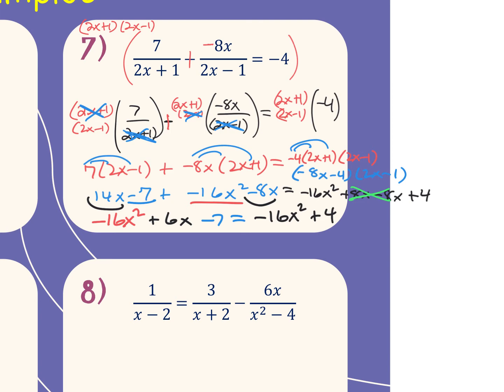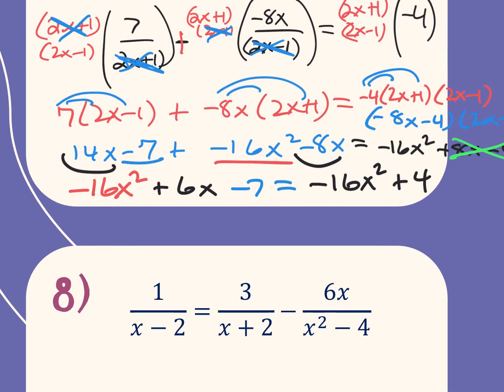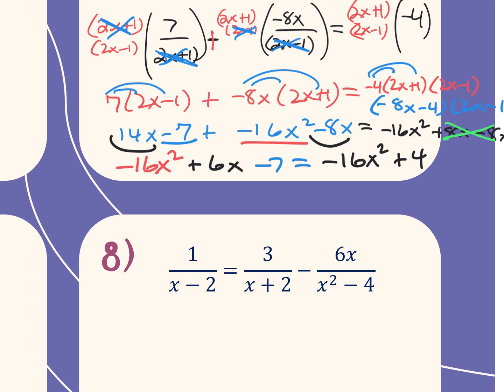So now what I need to do is get my terms together. So if I add 16x squared to both sides, notice it cancels. So now I'm left with 6x minus 7 equals 4. Add the 7.